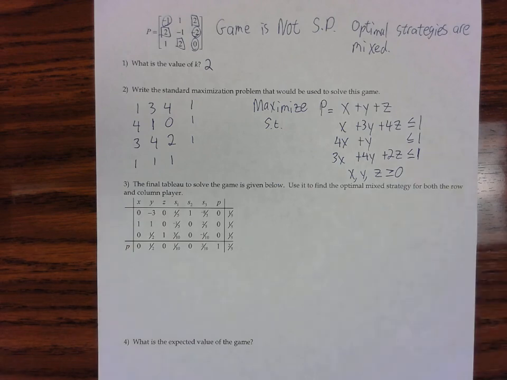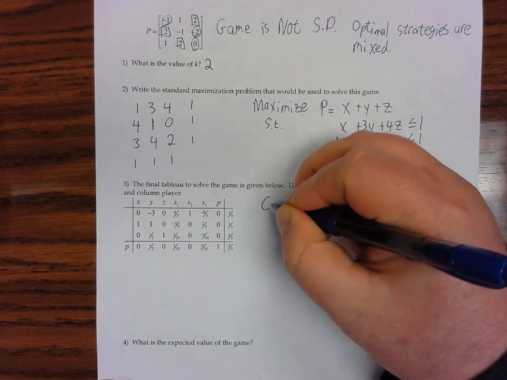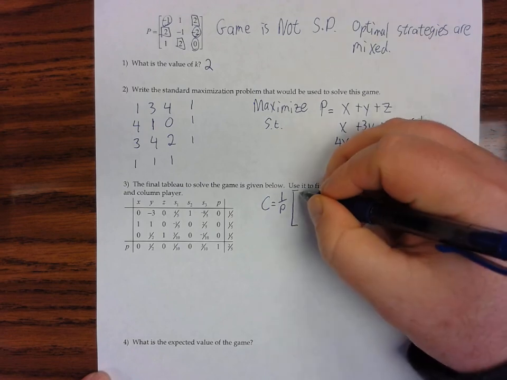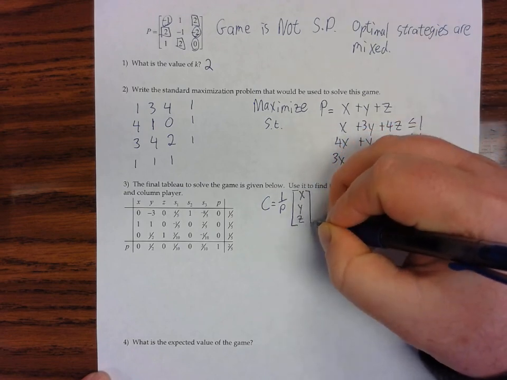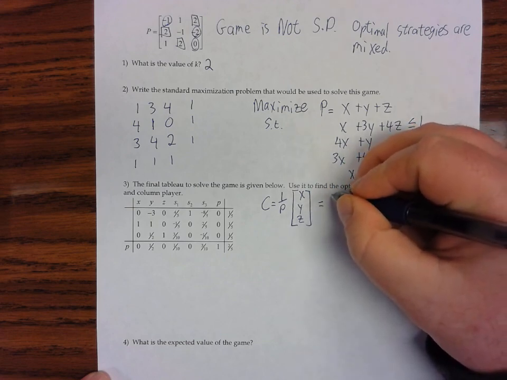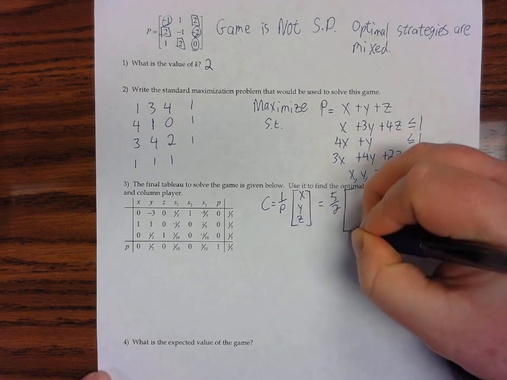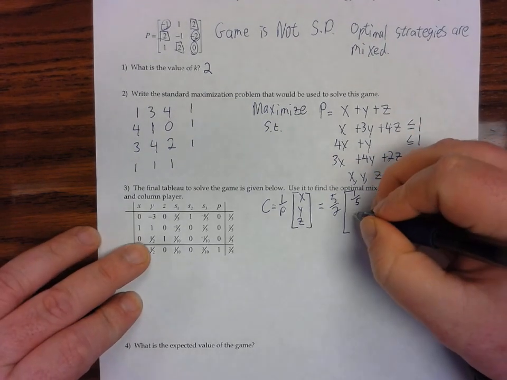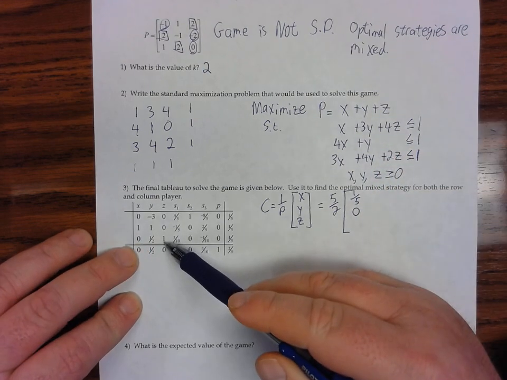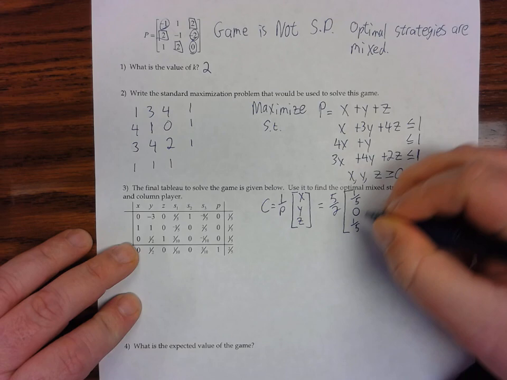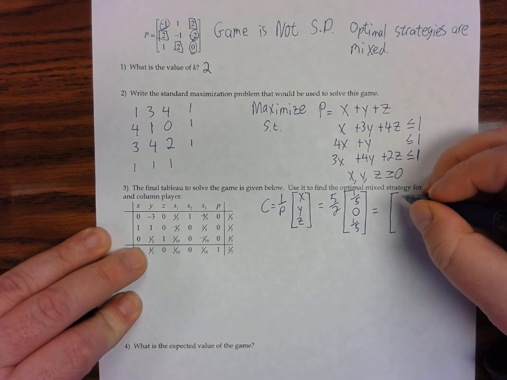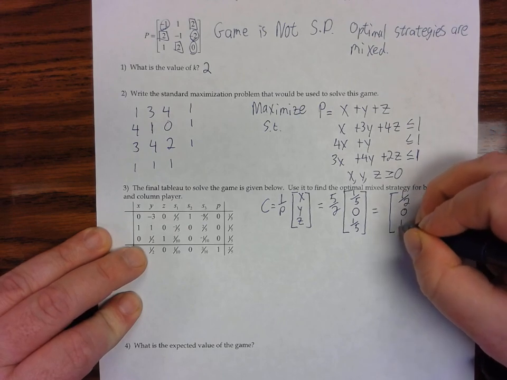So we're supposed to use this tableau to find the optimal mixed strategy for both the row and the column player. So let's start with the column player. 1 over P times the solutions to the maximization problem. So X, Y, Z solutions. 1 over P is 5/2. Solutions to the maximization problem: X is 1/5. Y is inactive, so it's equal to 0. Z is active in the third row, 1/5. Do our multiplying and we get the optimal mixed strategy for the column player is 1/2, 0, 1/2.